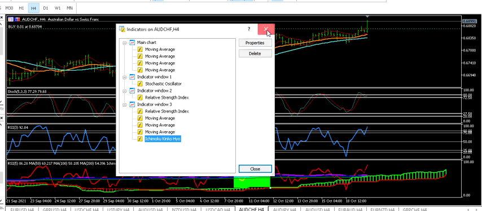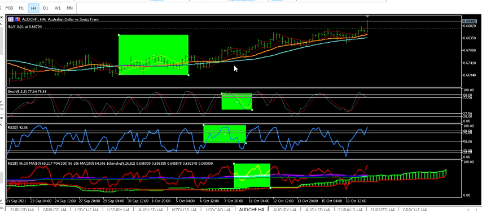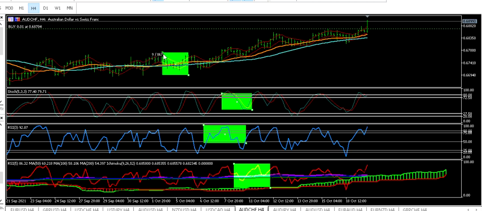Of course, the background of the chart is black, and this particular currency pair is AUD CHF. So how does this work? On the main window, the price is in the form of a line, not in the form of candles.